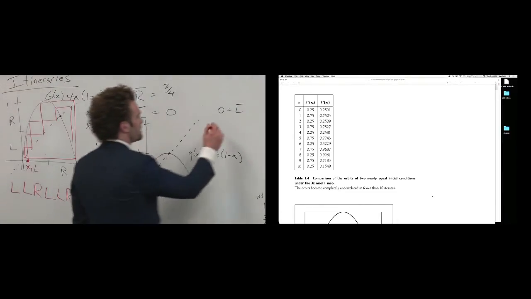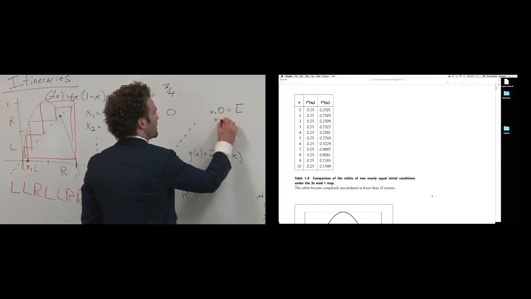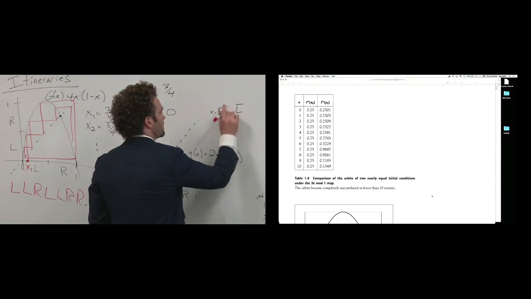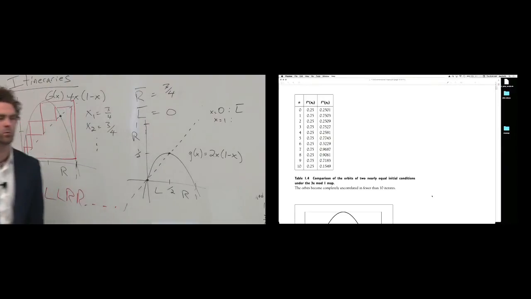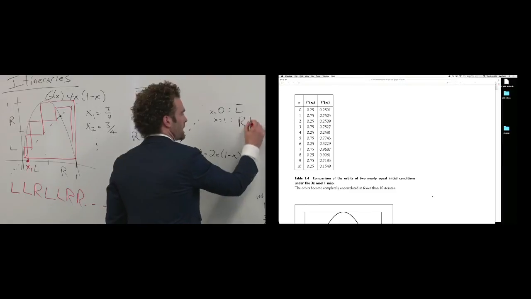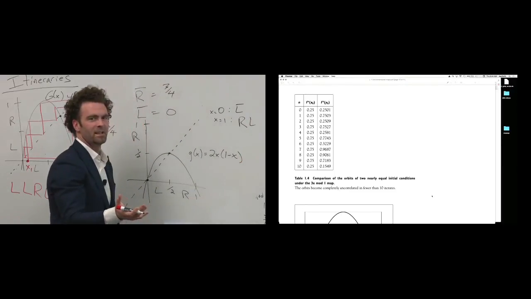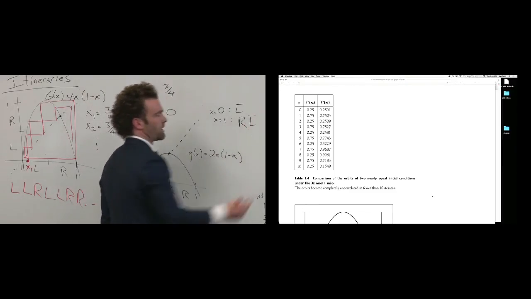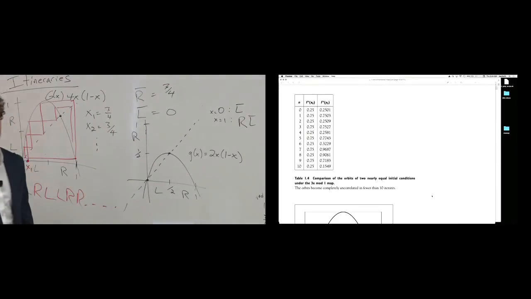What's the itinerary of 1? If I initialize with 1, is 1 an L or R? It's an R. And then where does it go? It goes to L, and what happens? It stays. So I get an R, and then an L bar. Are there other itineraries than the ones I wrote down?